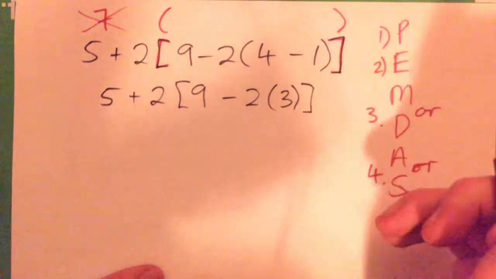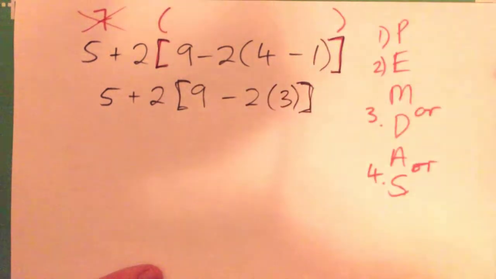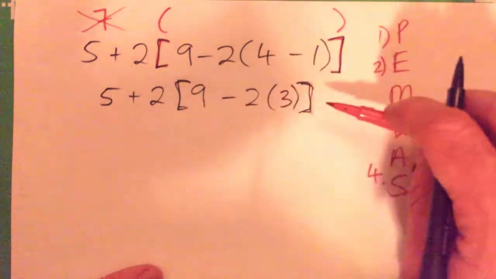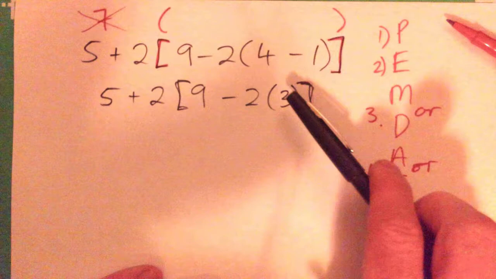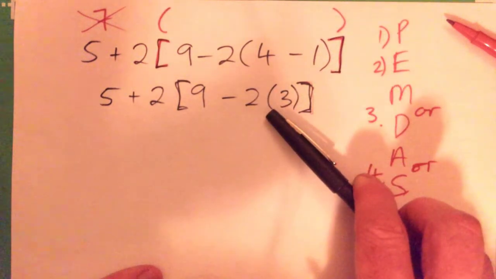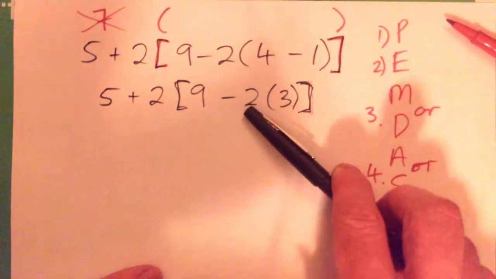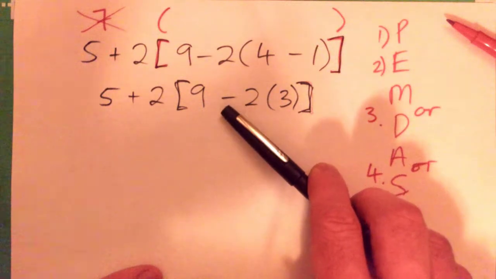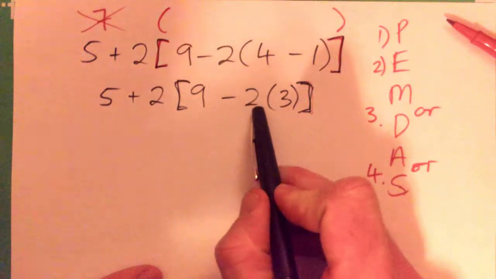We're still not done with parentheses, because we have this square bracket, which is a type of parenthesis, and inside there, there's stuff to do. There are 2 operations happening in here. What are they? 3 times 2, and we also have a subtraction. So do I just go 9 minus 2 to get 7, or do I go 2 times 3 to get 6? Which and why?